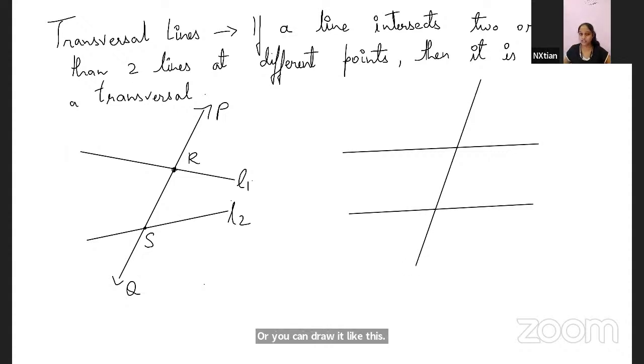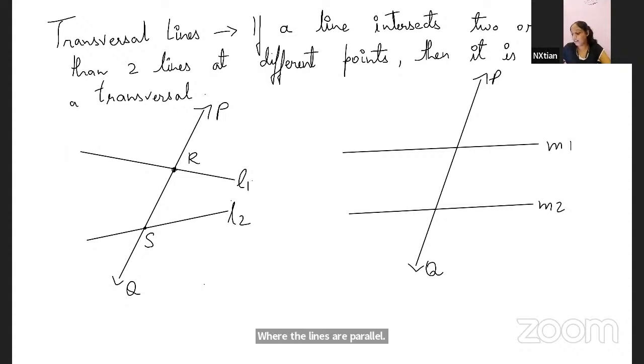Ma'am, I have a question. Yes, Abraham. When the line is getting cut by the transversal, can I say that point R equals point S in the second figure, where the lines are parallel? Yes, ma'am.